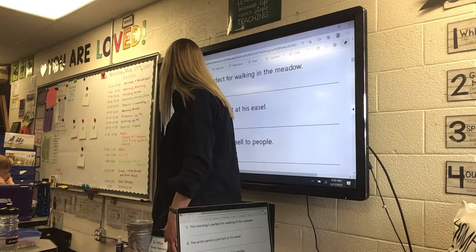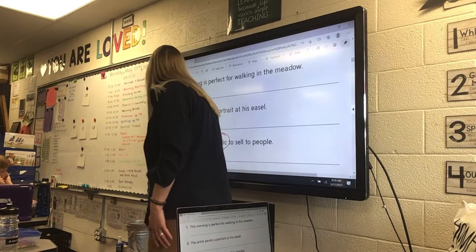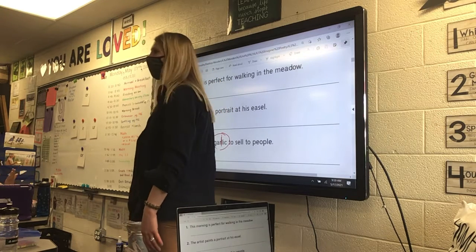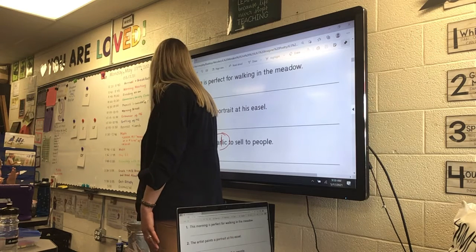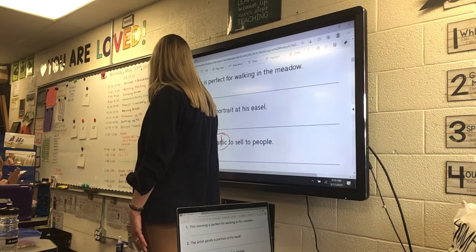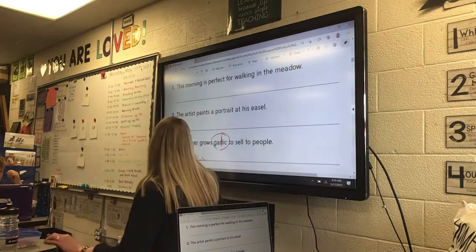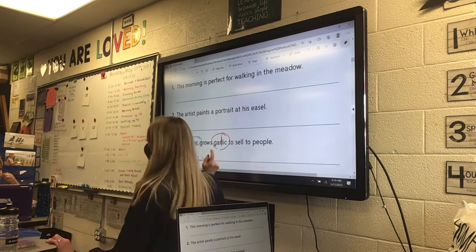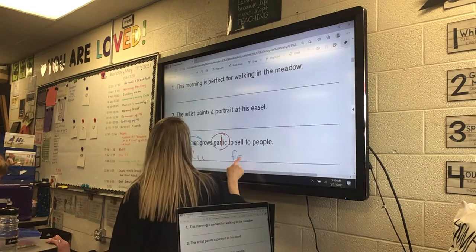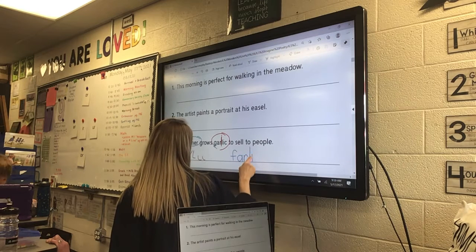So is it okay if I divide it like that? No. Because then, remember, the rule is the vowel has to be with the R. I said it backwards. So the vowel must be with that R.